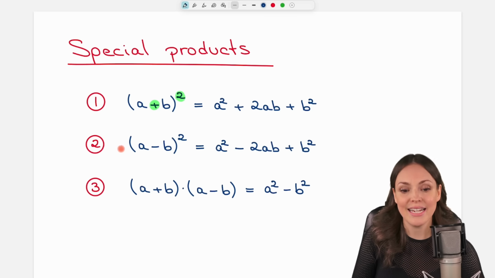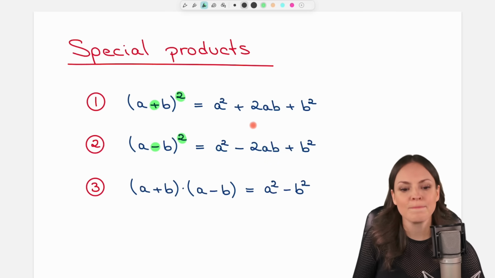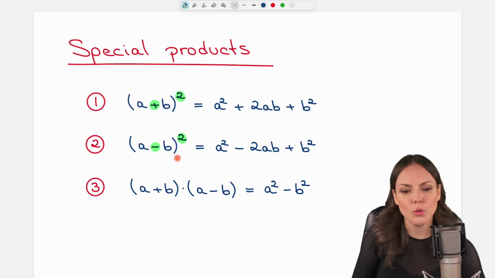The second case looks very similar, but instead of the plus, you have a minus in between. So something minus something in your parentheses, and you want to square it, then you can use this formula. And the third case is a mix of these two. We don't square our parentheses here, but we multiply them.